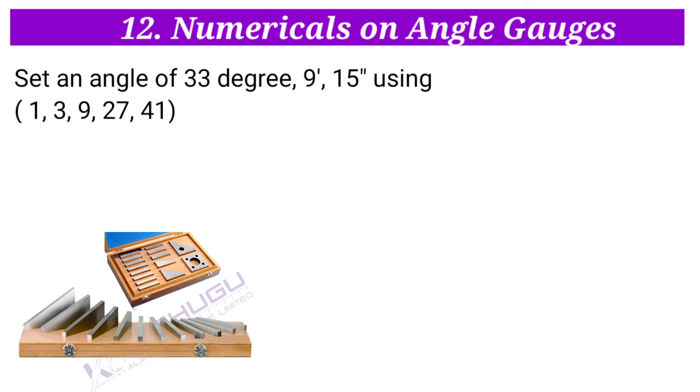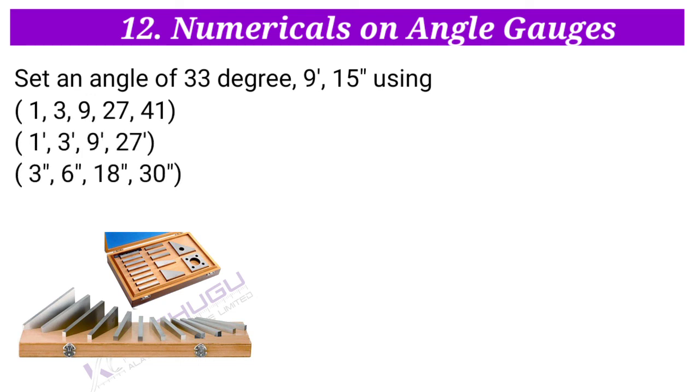An angle of 33 degree, 9 minutes and 15 seconds is to be measured with the help of the following standard angle gauges, which is shown here. Now we have to select the minimum number of angle gauges required to obtain the above stated angle of 33 degree, 9 minutes and 15 seconds.